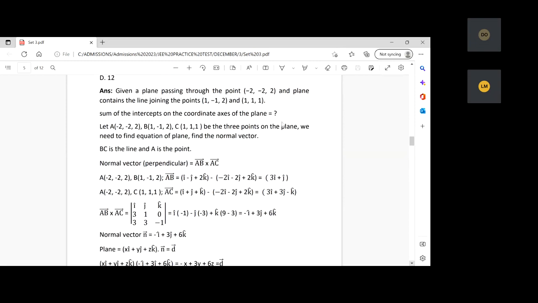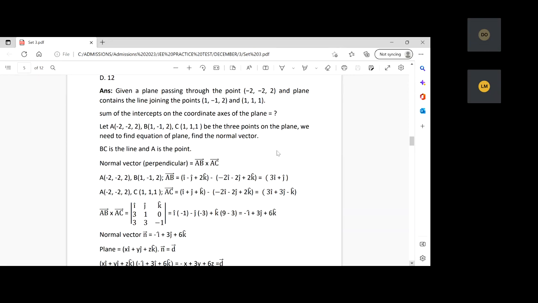So what all is given in the question, I have just arranged it. These are the 2 points of the line and this is the other point. I have named the 3 points in the plane as A, B and C, where BC forms the line and A is the point. Now what I need to find is the equation of the plane. So I can start by finding the normal vector.